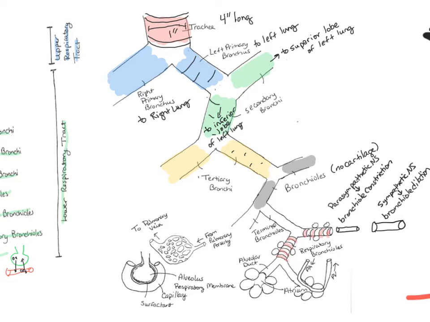Okay, then the bronchioles are going to continue to divide and get smaller and smaller, and the next division we have are called terminal bronchioles. That terminal bronchiole is just saying, okay, this is the end of the conducting pathway. That's it. We're done. We're ending the conducting pathway right there.